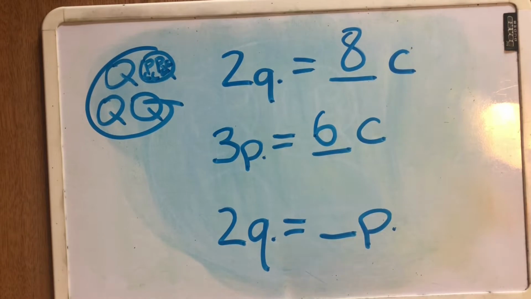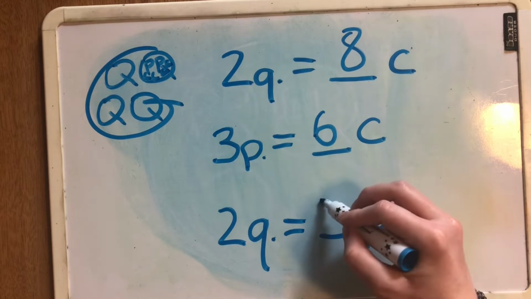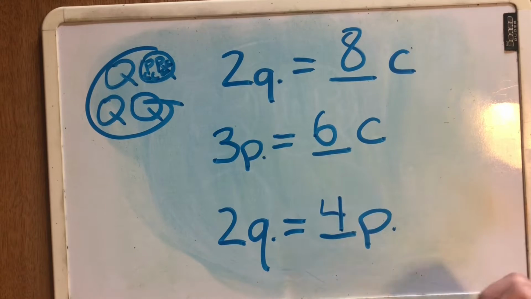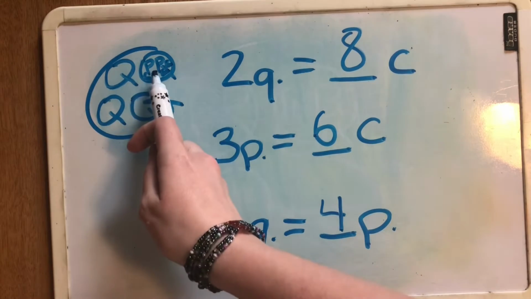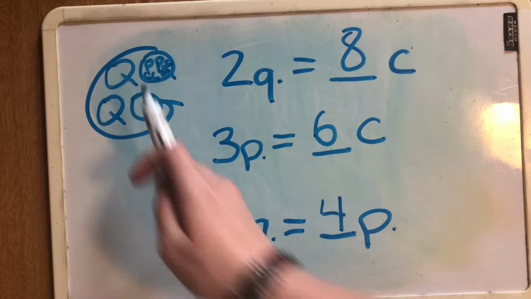This last one I'm going to let you do on your own. So your answer should be 4. 2 quarts, there's 2 pints in each quart.